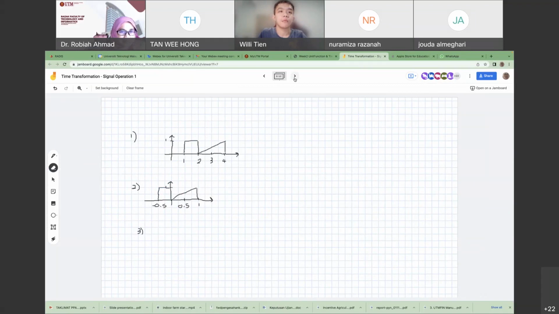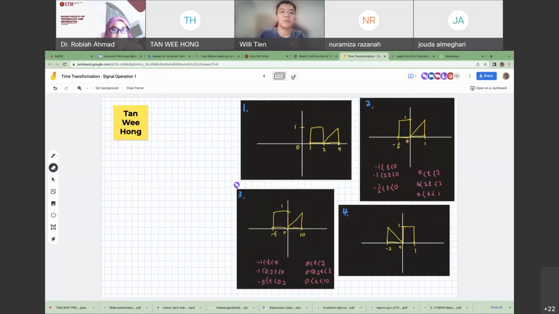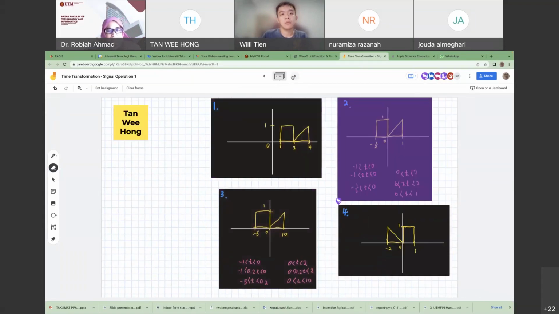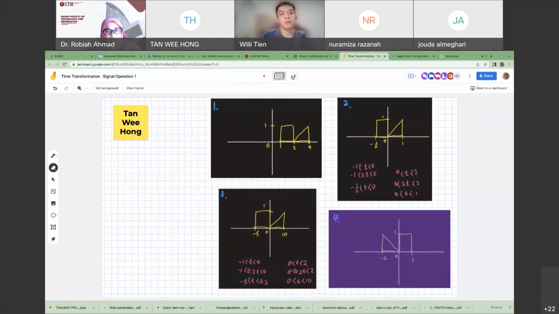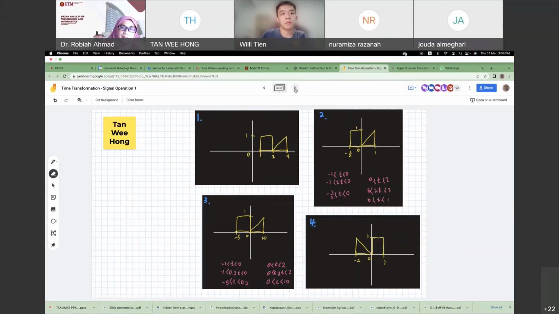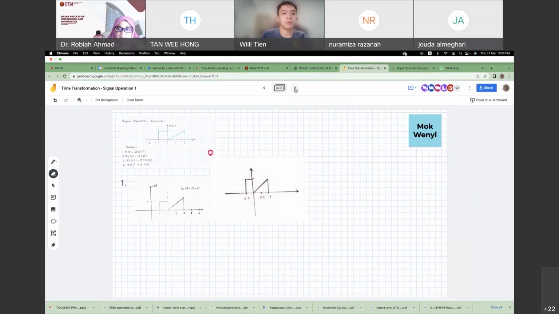Yang lain. Ni siapa? Page number 8. Can you put your name? Tak ada nama. Okay, Tanvi Hong. This one. Shift to the right. Compress, expand. So. Siap lagi.